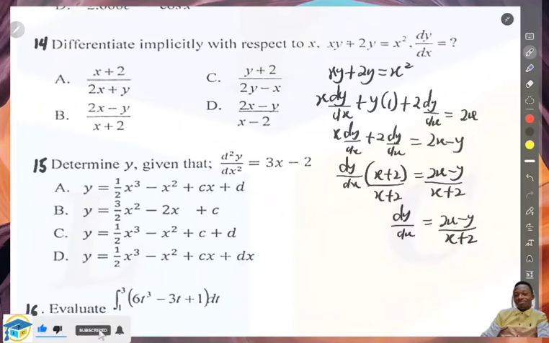So we have D. Is this true? Yeah. So we have what? 2x minus y, and then all divided by, it is x plus 2, not minus. So here we can't accept D. We'll go for what? B, which is what? 2x minus y over x plus 2. So that should be option B. So let's take note of that.